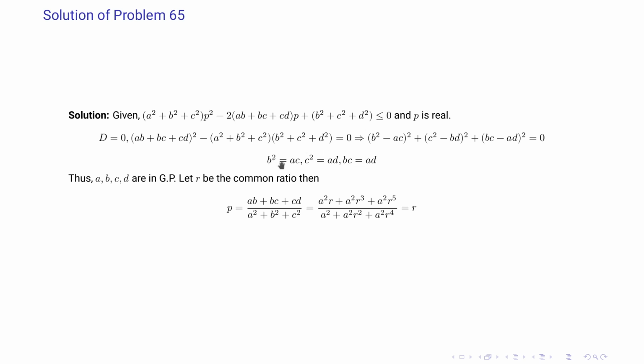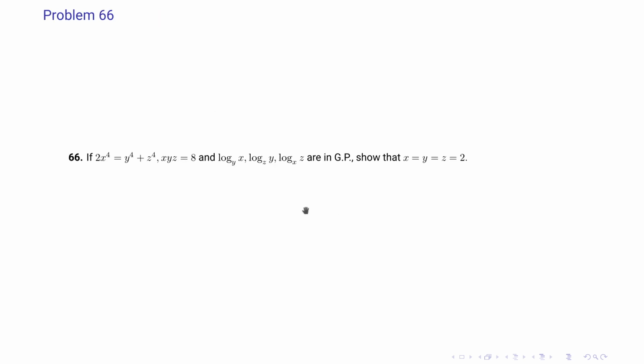So this proves that a, b, c, d are in GP. Now we let r to be the common ratio. If r is the common ratio, then p is equal to minus b by a because d is 0. So it is equal to (ab plus bc plus cd) by (a square plus b square plus c square), which has been proven to be equal to r. So the common ratio is p.